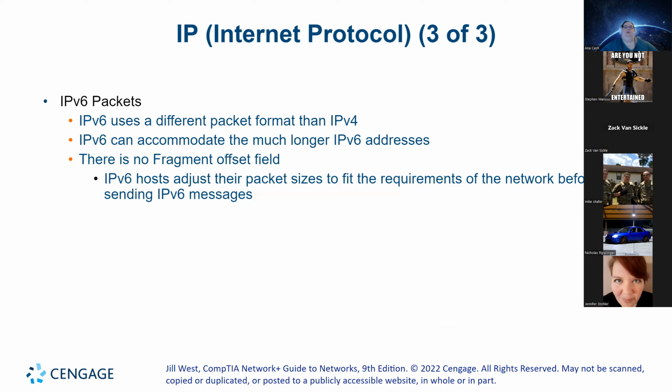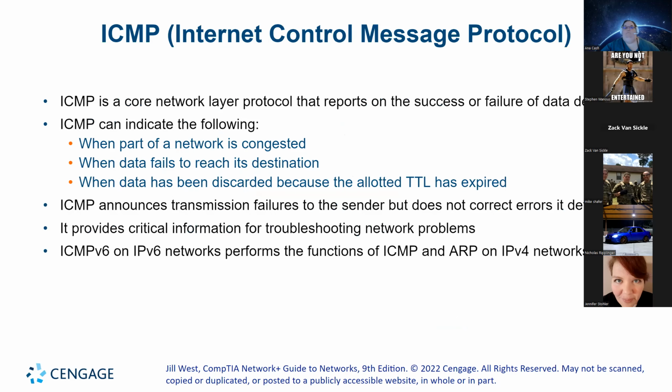IPv6 packets use a different packet format than IPv4. They can accommodate a longer IP address because, as you know, the IPv6 addresses are significantly longer. There is no fragment offset field. The IPv6 hosts adjust their packet size to fit the requirements of the network before sending messages.